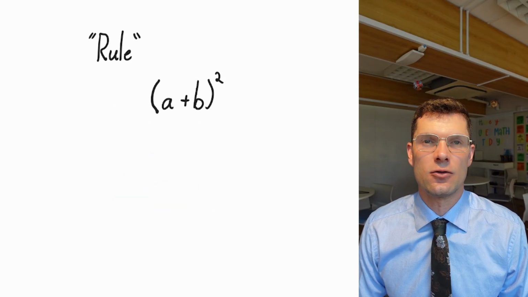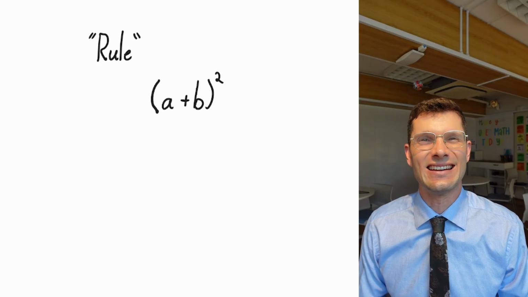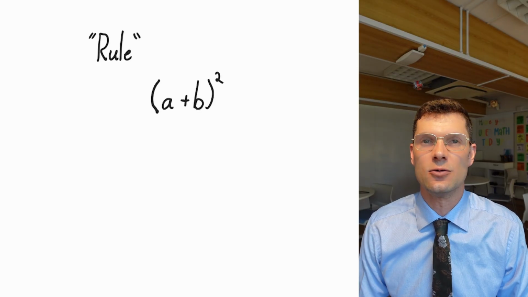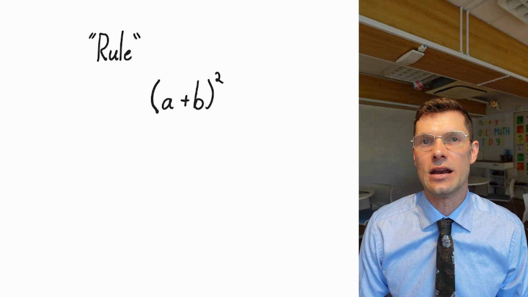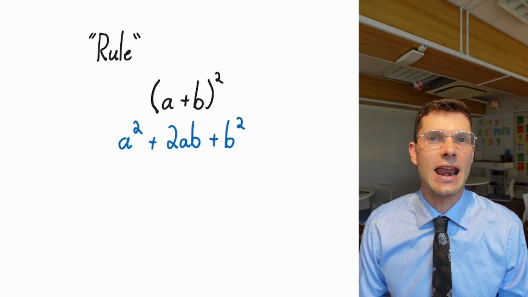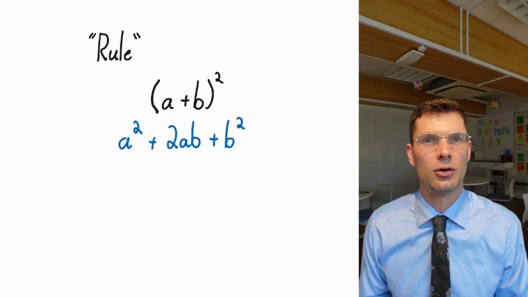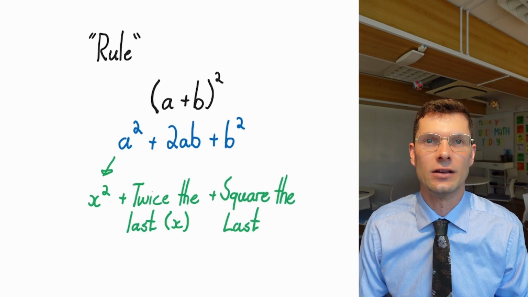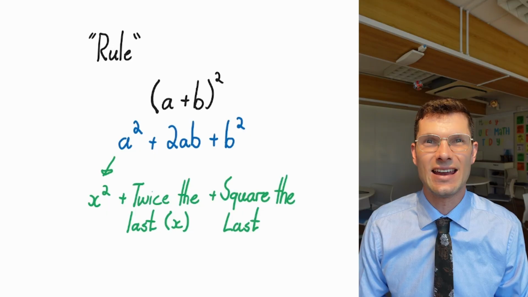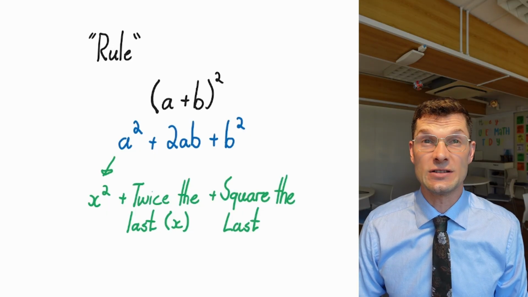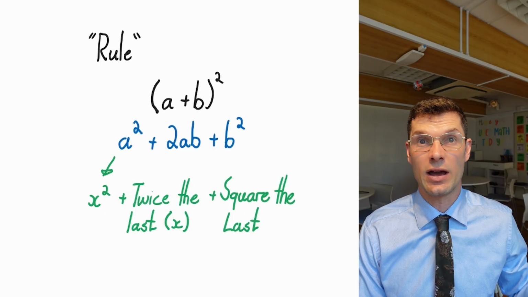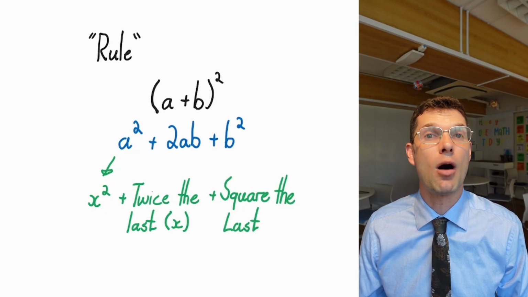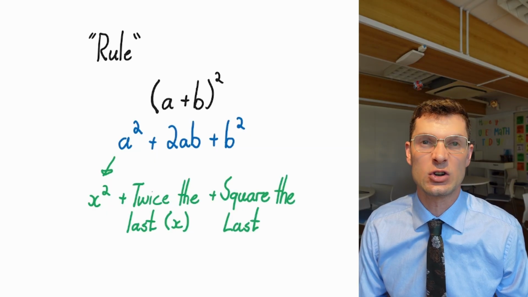So this does take us to the rule. We've got (a + b)², and usually that a is going to be an x value, the letters that we're looking at, and the b is just going to be a number. The rule is that a² + 2 × a × b, so 2 times the number with the letter x, plus b² is going to give us our answer. So what this means in words is that we've got x² plus 2 times the number with the letter x, and then multiply that number by itself, or square the last.